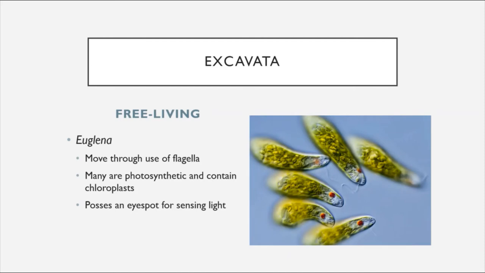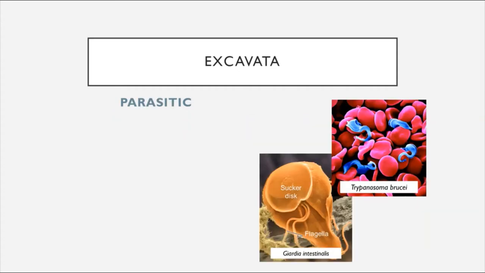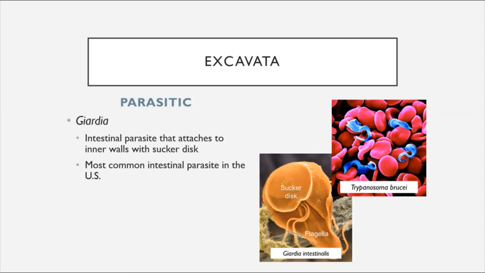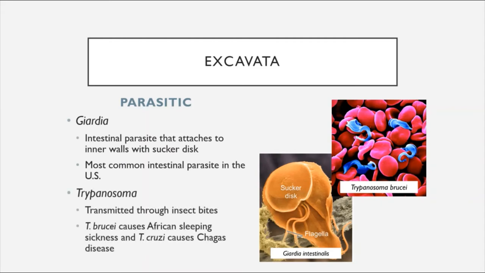So Euglena are a great example of that phenomenon that we talked about earlier called phototaxis, whereby a cell is able to move through its environment toward a source of light. There are also parasitic members of the Excavata supergroup. Two noteworthy ones are the genus Giardia and the genus Trypanosoma.